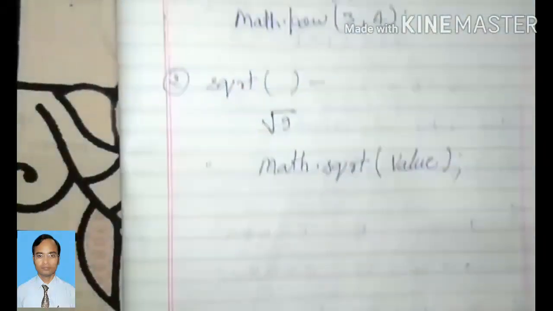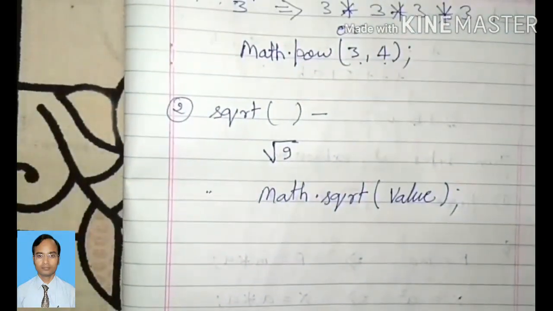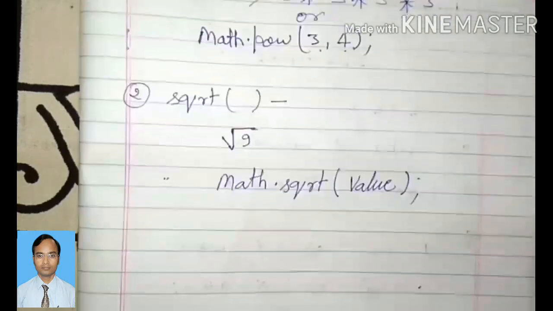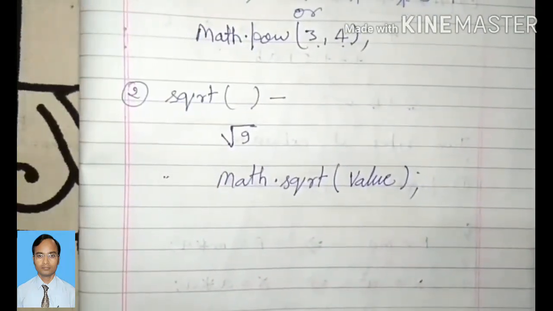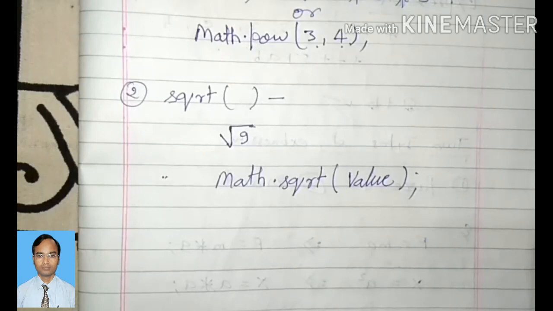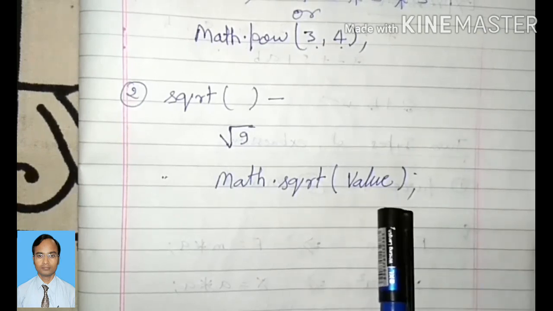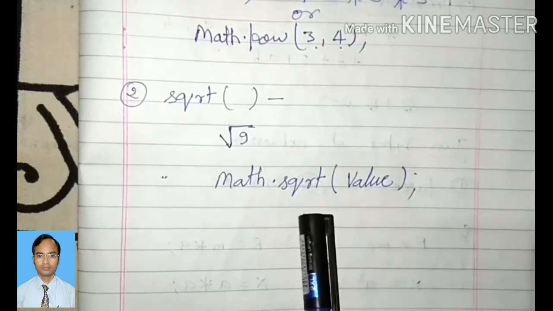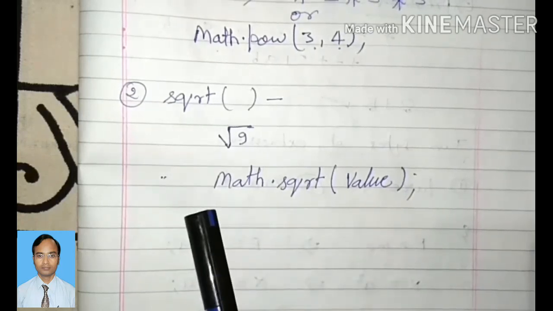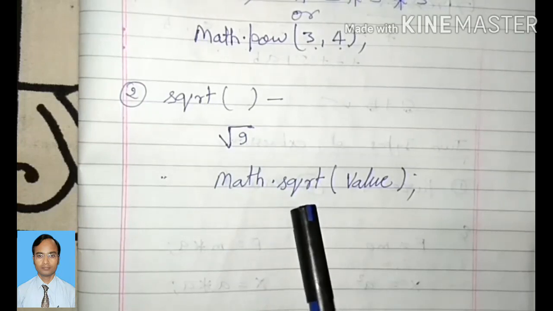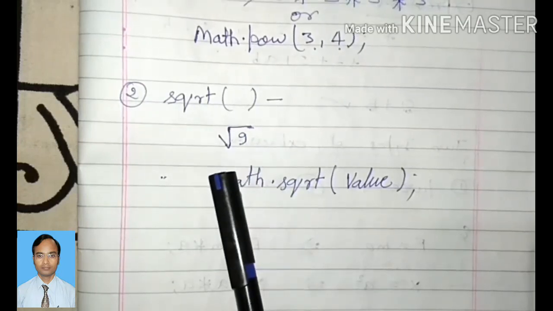SQRT. What is this SQRT? The SQRT function or method is used to calculate the square root. It contains one parameter, like you can see, one parameter is there. This returns a decimal value or double value. The SQRT function is used to calculate the square root.